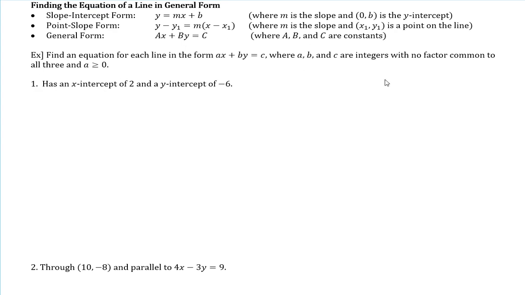Now, let's find an equation for each line in the form. And notice the way that they give it to us. Here I used capital letters. Here they're doing lowercase letters just to mix it up. So it's the same deal. A, B, and C are integers. Here they do not want them to have any common factor, though. Okay, so that will not be a huge deal when we get to it. And they do want the A to be positive. So A is greater than or equal to 0. They're basically saying make sure the first term is positive. They don't like to have that as a negative.